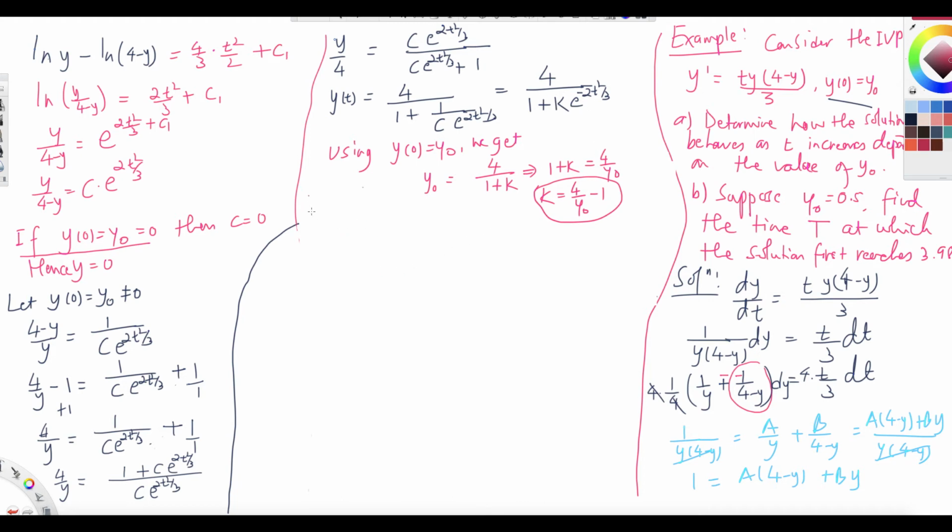So what I'm going to do now is, if 0 is less than y0 is less than 4, let's do that. Then what happens? Then k is positive. This quantity is always positive. k is positive. 1 plus positive.